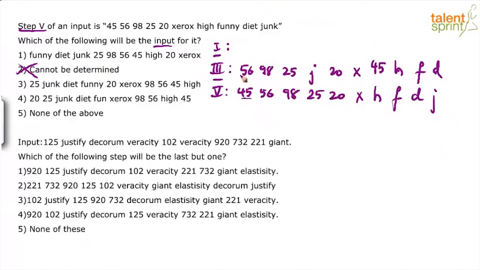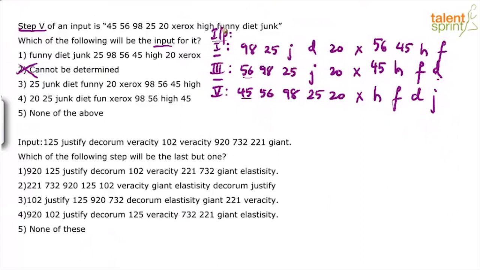This 56 would have been in the fourth position from the left, right, and this D would have been in the fourth position from the right. Everything else is as is. So except 56 and D, move everything else. So 98, 25, J, 20, X, and, you know what? 45, yeah, D has been moved, right? 45, H and F.